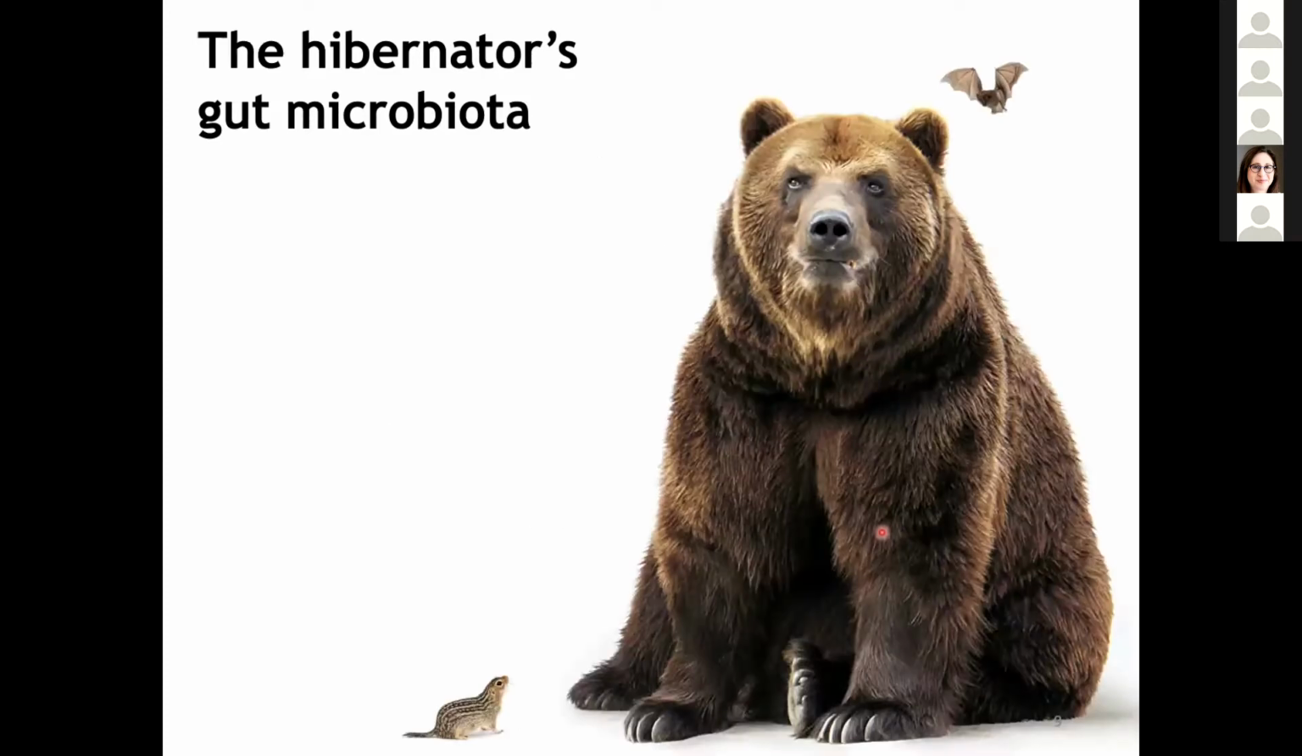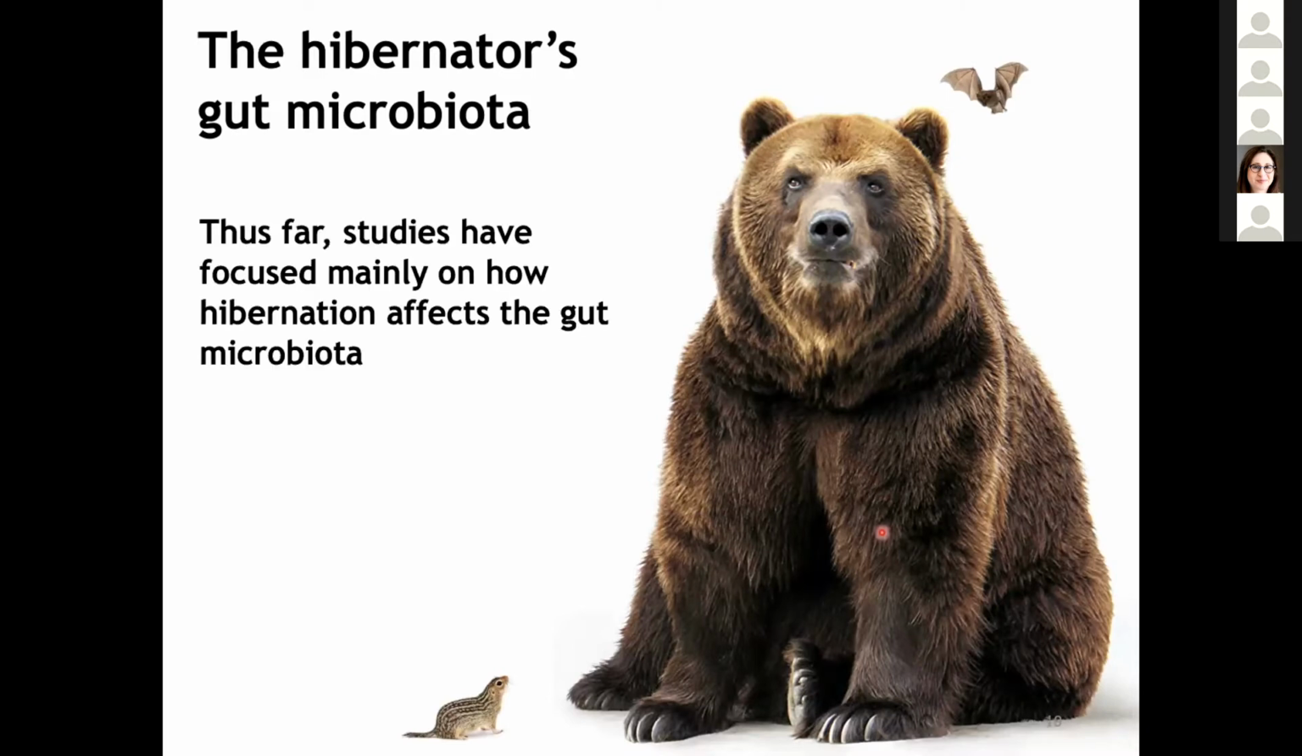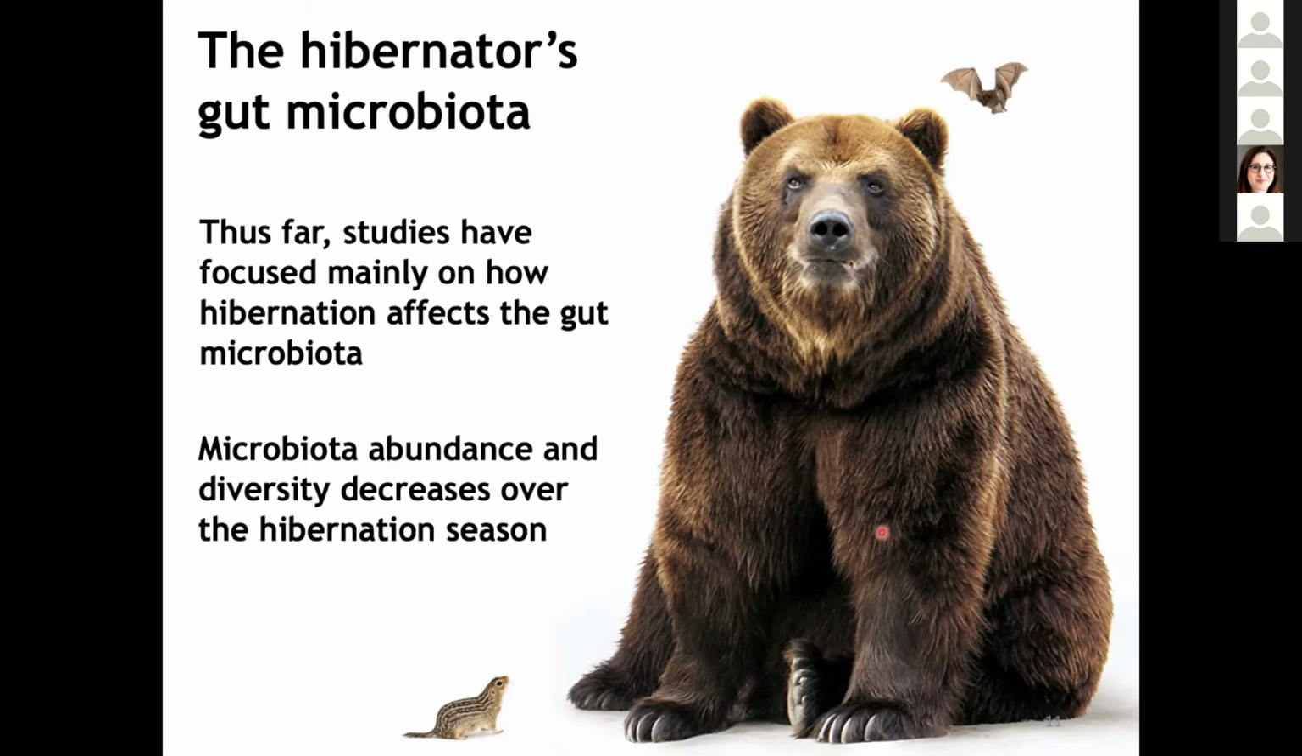It's focused mainly on bats, bears, and hibernating ground squirrels. And for the most part, these studies have investigated what happens to the gut microbiota over the hibernation season, which is to say how hibernation affects the gut microbiota. And by and large, what these studies have revealed is that over the hibernation season, the overall abundance of and the diversity of gut microbes decreases.